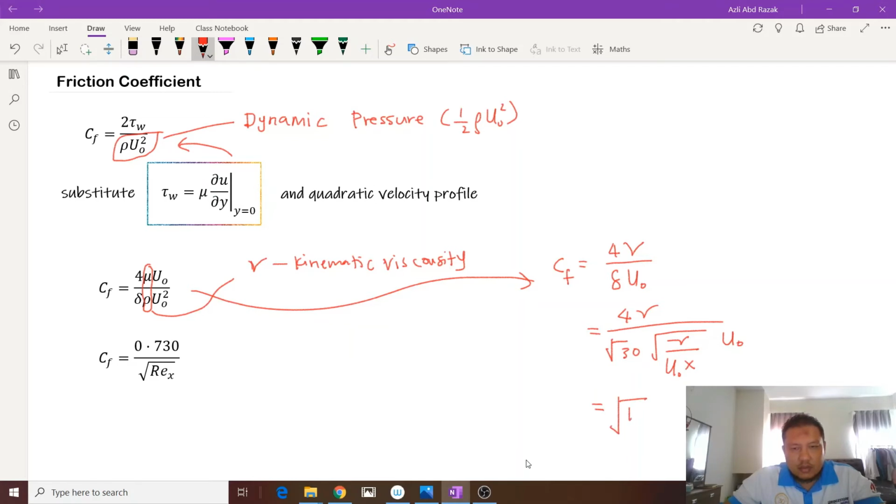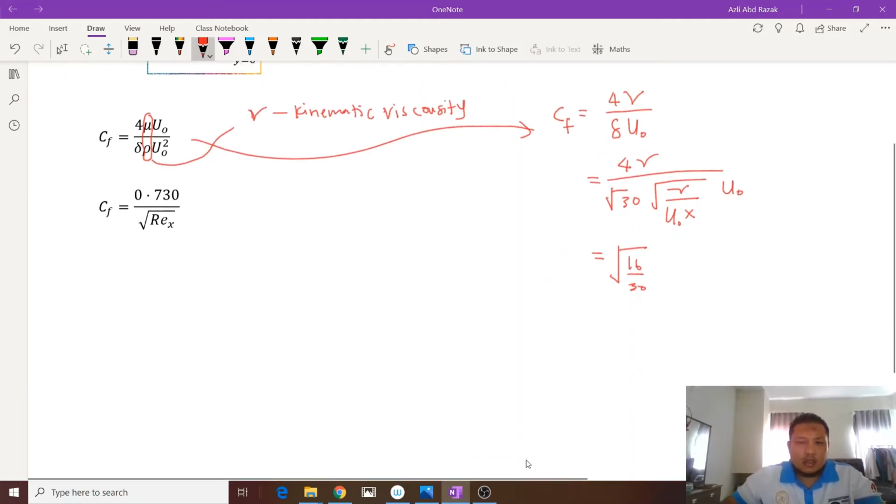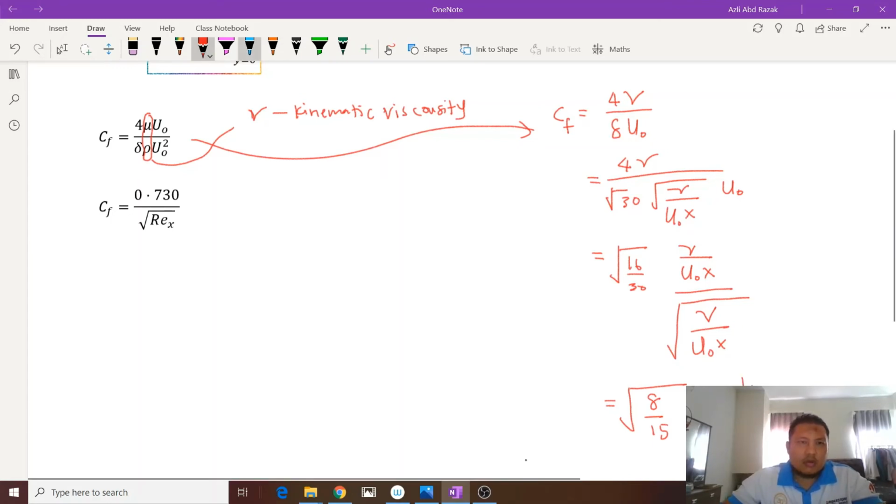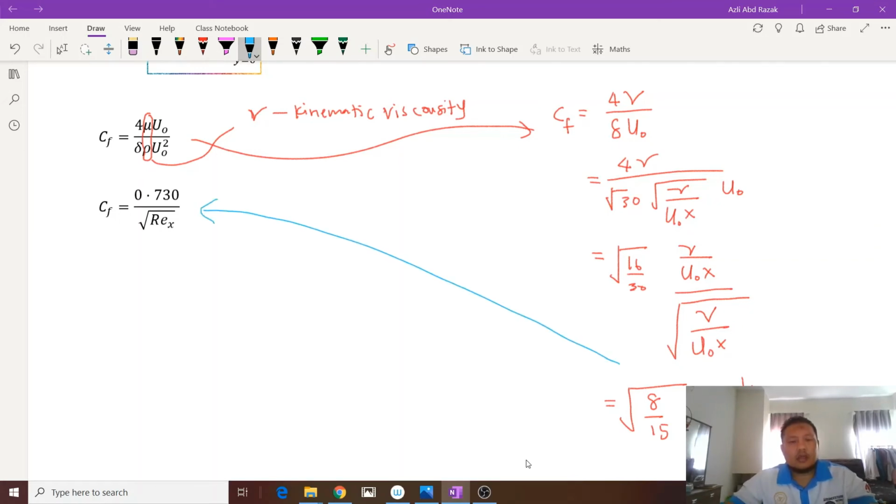This is the square root of 16 over 30, and then we multiply by nu over u naught x divided by the square root of nu divided by u naught x, and then we can write this as the square root of 8 over 15 Re_x to the power of minus one half, or you can write it like this. Okay, this is what we get.